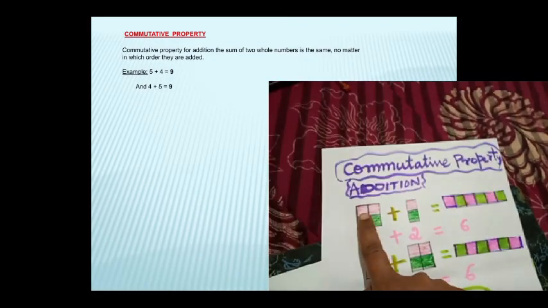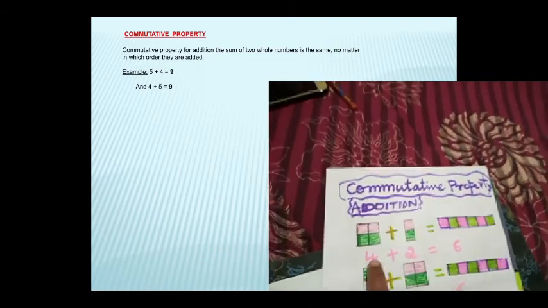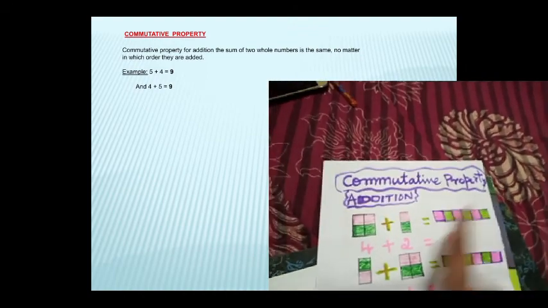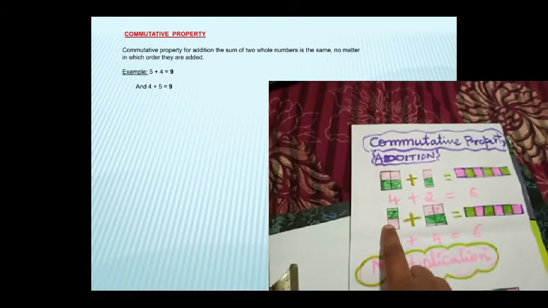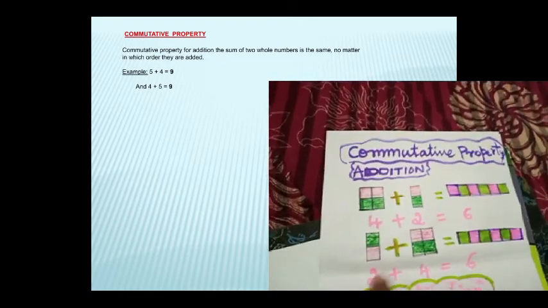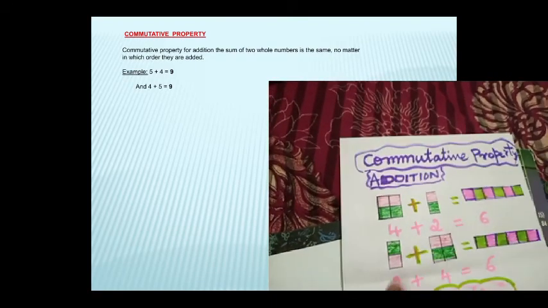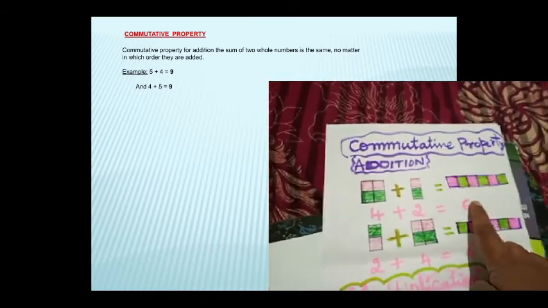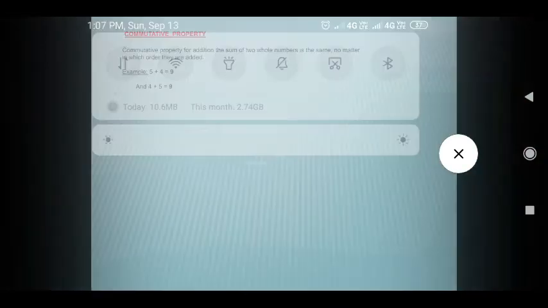See here, I have taken 1, 2, 3, 4. 4 plus 2 is 6. 1, 2, 3, 4, 5, 6. Like that, if you change the order, first if you had 2, that is 2 plus 4. Next 1, 2, 3, 4. The answer remains the same, 2 plus 4 is also 6. 1, 2, 3, 4, 5, 6. See, the order is changed. First you add 4 plus 2, next you add 2 plus 4. The answer is the same, 6. So that is what the commutative property of addition says.